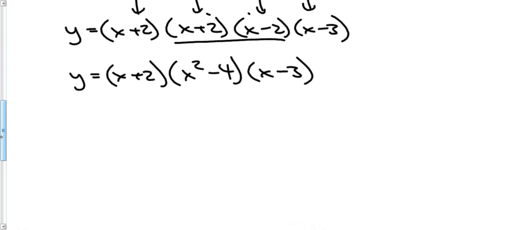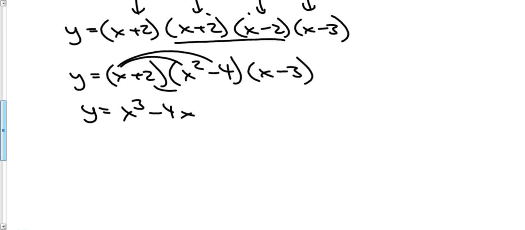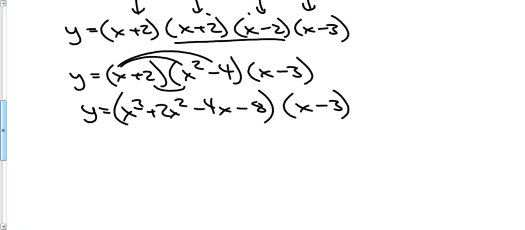So we have y is equal to x to the third minus 4x. I'm going to actually put this over here because I'm going to keep this in standard form, plus 2x squared, and then a minus 8. And I'm going to take all this and multiply it by x minus 3. Which means that I can't think of it quite as FOIL. We have to think about it more as the distributive property.